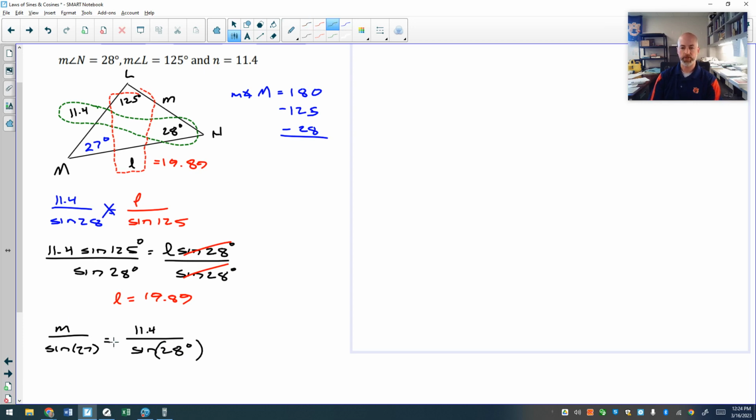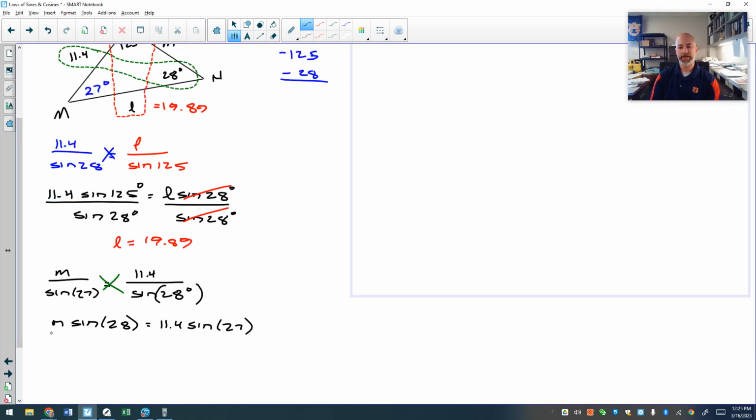In this case, I'll go ahead and cross multiply just to be consistent. So m times the sine of 28. My writing is getting worse and worse as I work through these problems. Sine of 27. And then finally, we will divide by the sine of 28 to get our final answer.